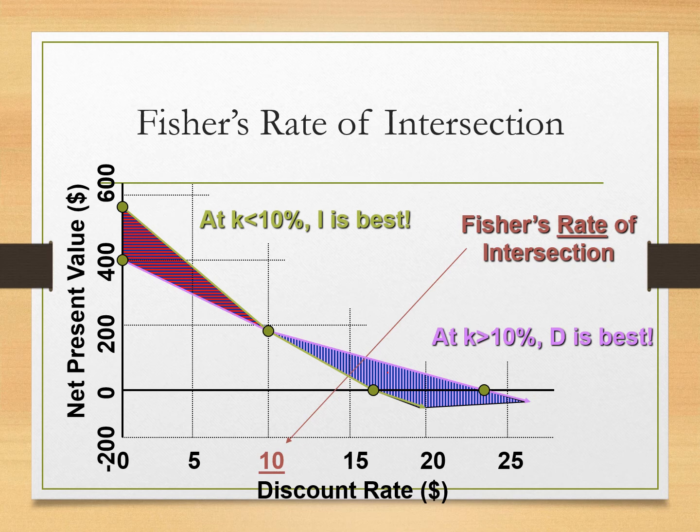So this profile helps us to make a right decision. But if the discount rate is 10%, then we can either select project D or I because both projects are providing the same net present value. But if the discount rate is greater than 10%, then we can select project D, and if it is less than 10%, then we select project I. So this profile helps us to make the right decisions.